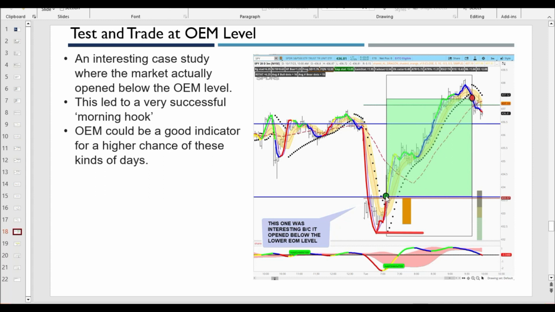We just, again, entered at the PSAR flip, looked like a picture perfect SSC, exited at the PSAR flip. Doesn't get much easier than that. So we're starting to look at maybe these OEM indicators when it opens beyond those levels, and maybe this could be an indicator for a higher chance of these kinds of morning hook days. And certainly if this was happening in the broader market, you can imagine with stocks and symbols that have more volatility, that move more, what they looked like on that day.